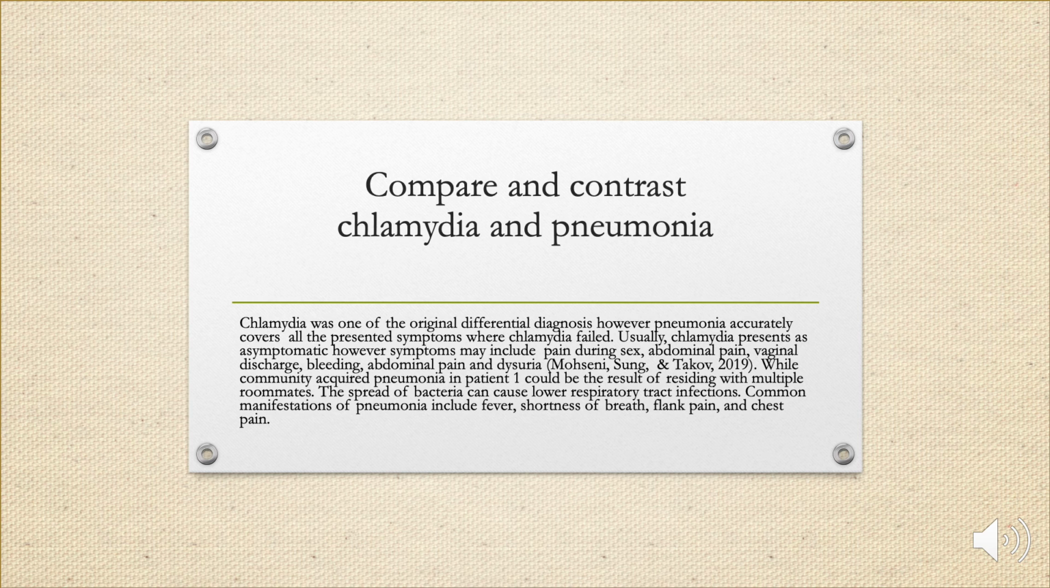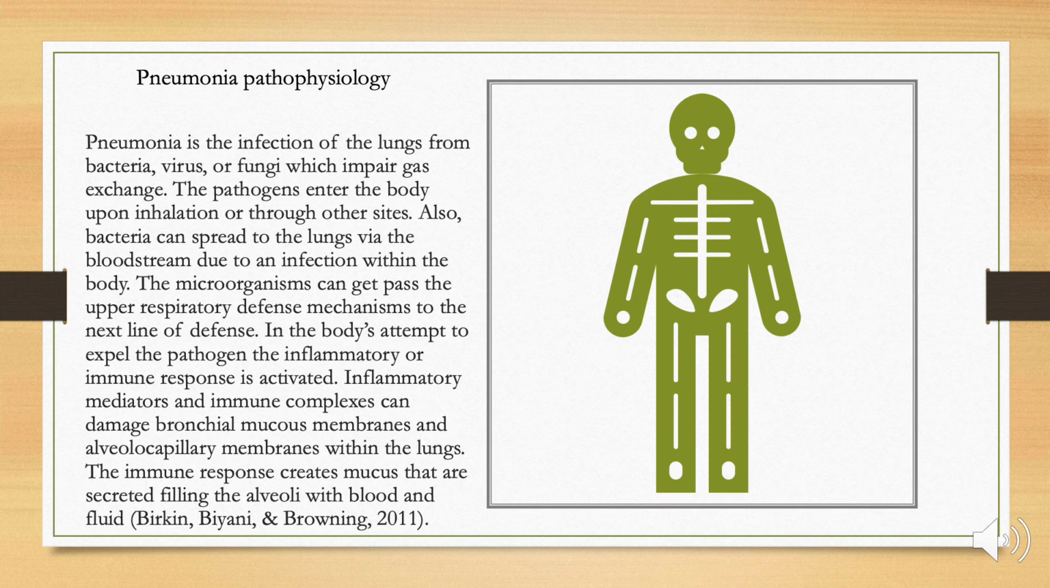Usually, chlamydia presents as asymptomatic. However, symptoms may include pain during sex, abdominal pain, vaginal discharge, bleeding, and dysuria. While community-acquired pneumonia in patient 1 would be the result of residing with multiple roommates, the spread of bacteria can cause lower respiratory tract infections. Common manifestations of pneumonia include fever, shortness of breath, flank pain, and chest pain.